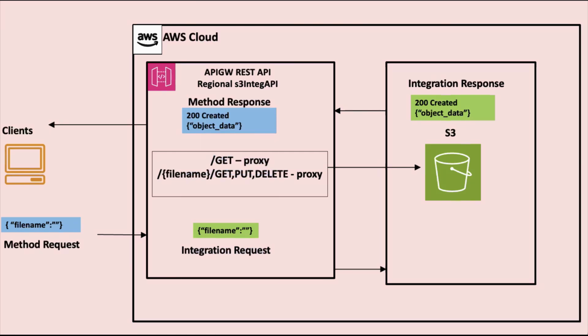If you are creating a bucket object using the put method, the response is nil, you're just updating the S3 with an object. But if you are doing a get operation, then you will get the object data, that's the file data. So that's how the response will be. Now let's go to the source code and see how to implement this in Terraform.